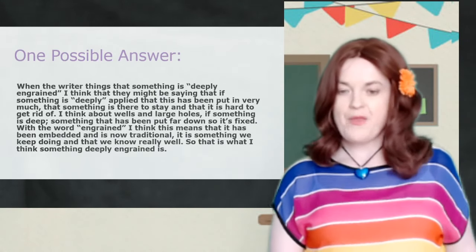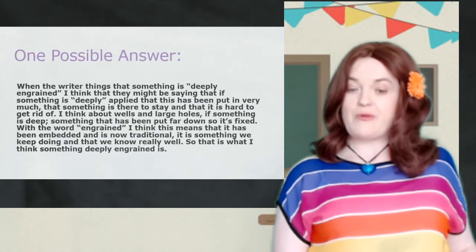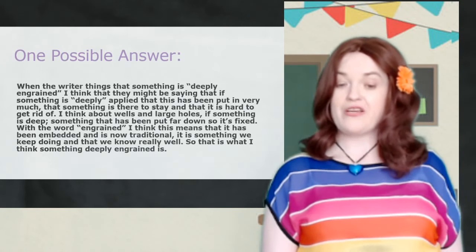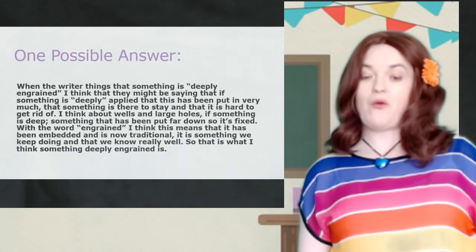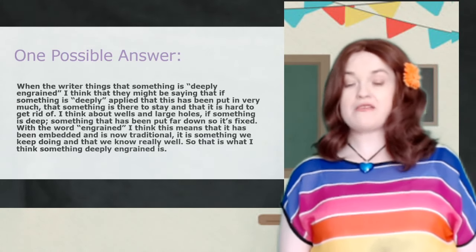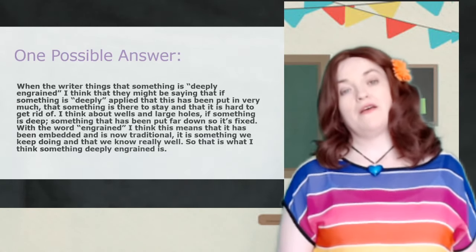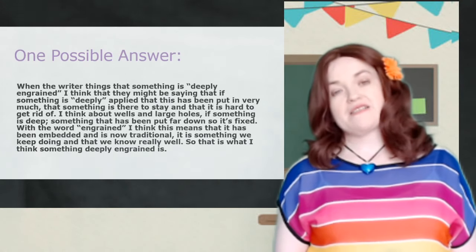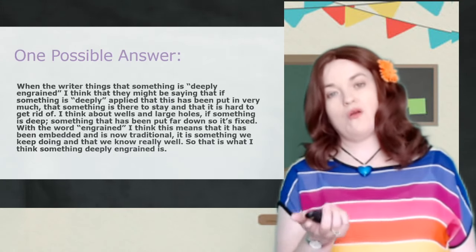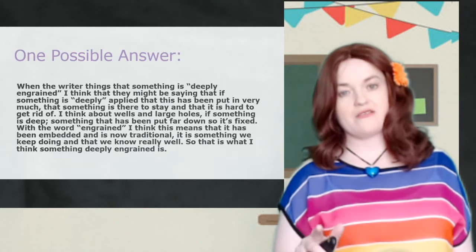Are you still awake? With the word ingrained, I think this means that it has been embedded and is now traditional. It is something we keep doing and that we know really well. So that is what I think something deeply ingrained is. Right? 10 seconds. What is wrong with that answer? Try and pick 2 things that they've done wrong.